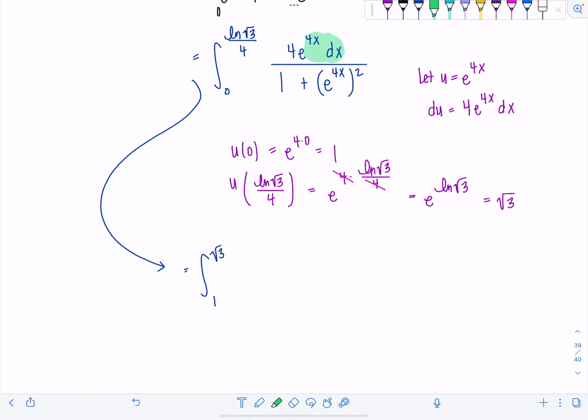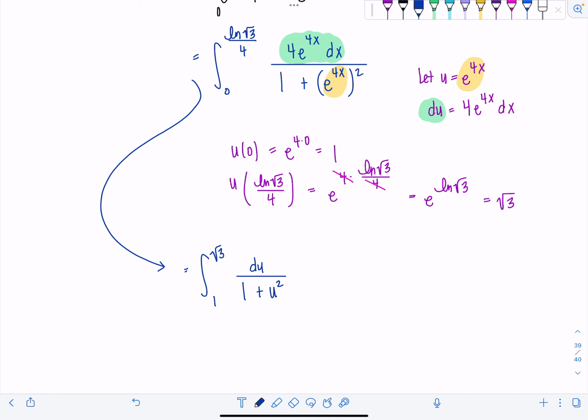Look at this. I mean, we couldn't have asked for a more beautiful substitution. Bam, that's du over 1 plus, e to the 4x is u, so it's just 1 plus u squared down there. Bravissima.